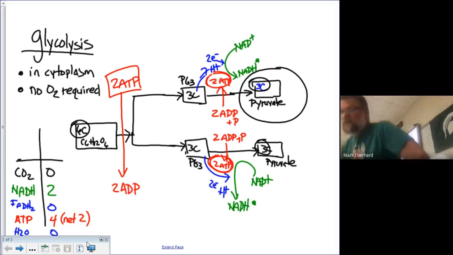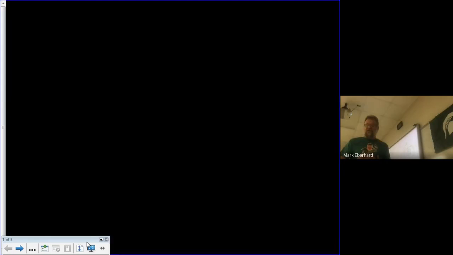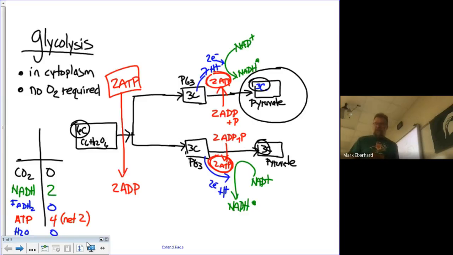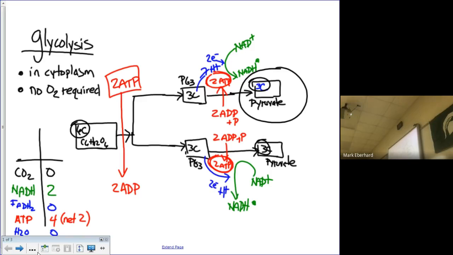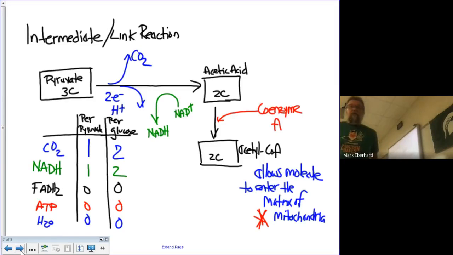After we looked at glycolysis, we then went to the link step. The link step will only happen if oxygen is present in the system. The other requirement is that you have to have the organelle, the mitochondria. As long as you've got oxygen and you've got the mitochondria, we can go forward. Here was the intermediate or link step, and really what we're doing is prepping the molecule to be able to enter the mitochondria.